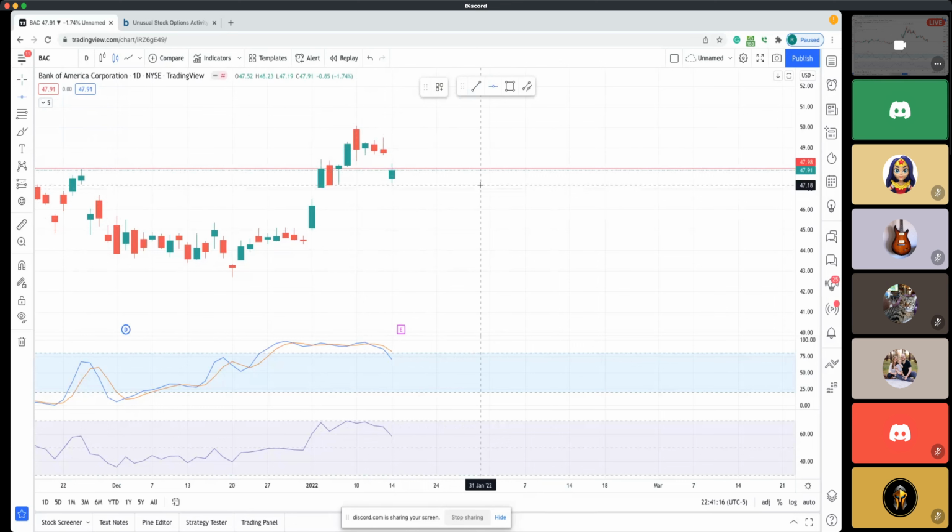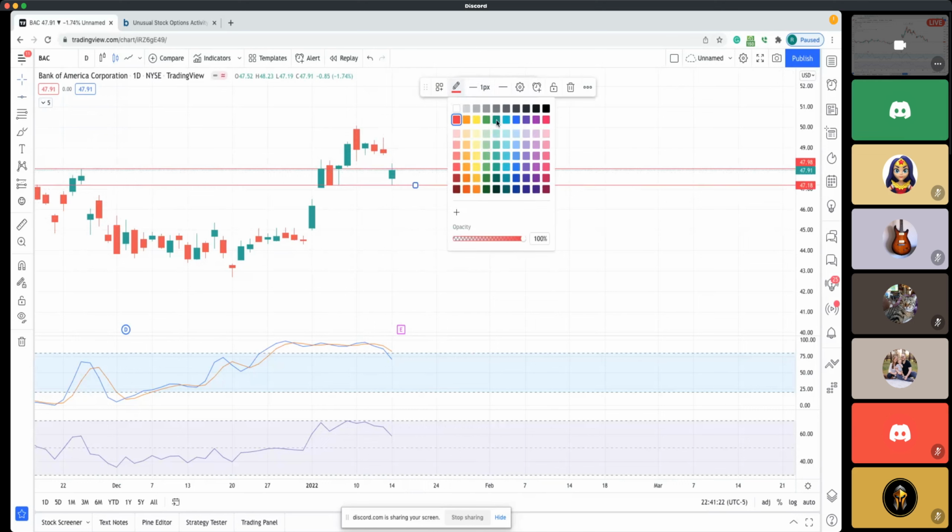Say here, kind of looks like a support right there, right? Yeah, I like that. So we'll change that color to green.